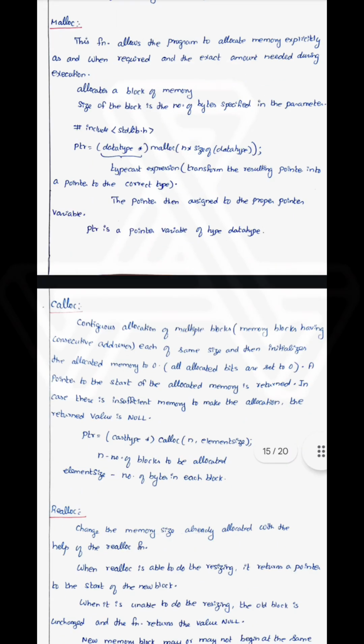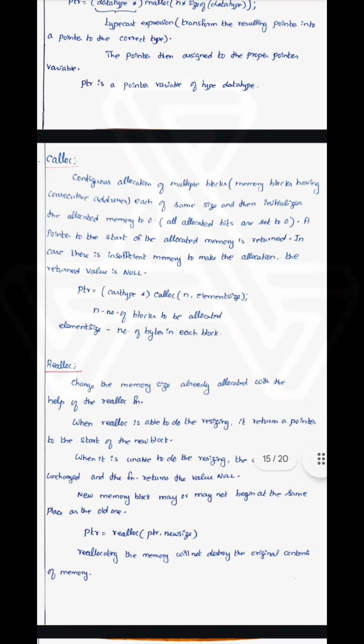Calloc, contiguous allocation of multiple blocks. Memory blocks having consecutive addresses, each of the same size, then initializes the allocated memory to 0. All allocated bits are set to 0. A pointer to the start of the allocated memory is returned. In case there is insufficient memory to make the allocation, the return value is null.